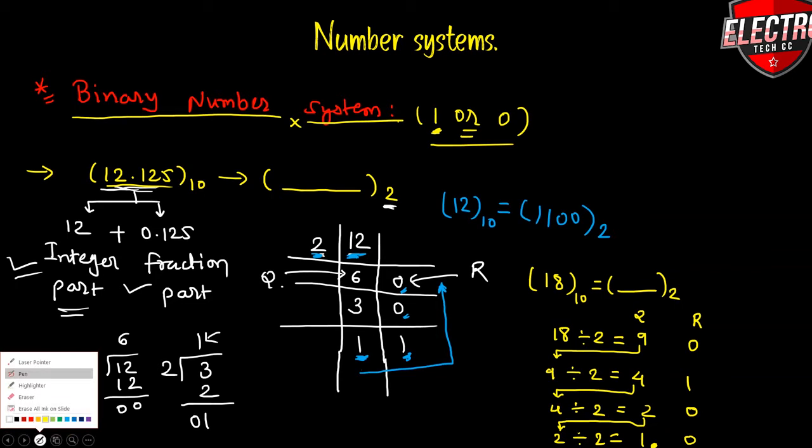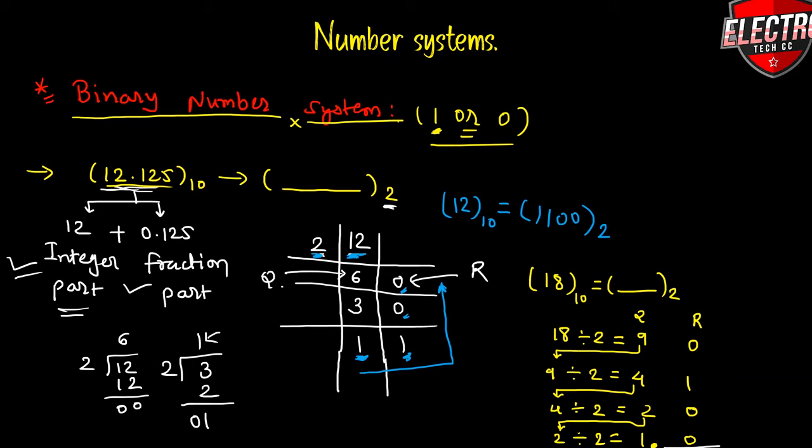Now the final step to convert the given number into the binary number system: you have to write this answer from the downside to the upward side. So you get the final answer. In this case, we get the answer: first bit is 0, then 1, then 0, then 0, then 1, and the last bit is 0 in the binary number system.